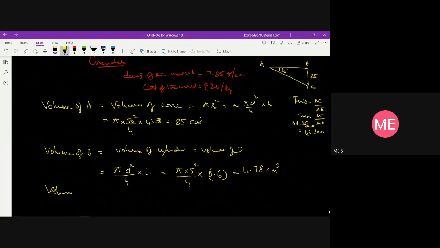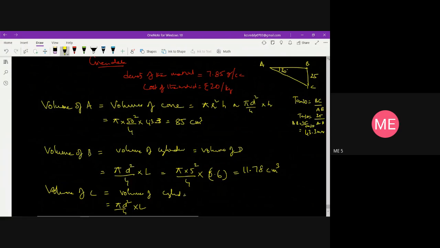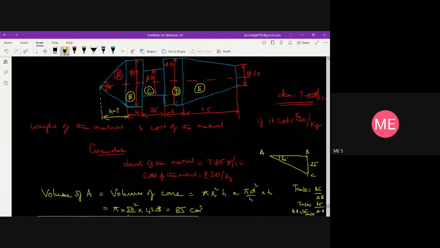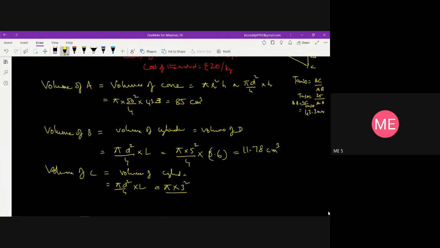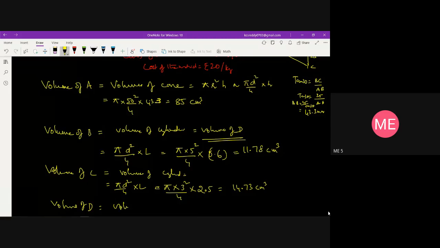So volume of C is also a cylinder. Volume of cylinder is equal to pi d square by 4 into L. We know the diameter of the step turning where we have performed the step turning here. So diameter is 30 and length is 25. So 30 means 3 centimeter, 25 means 2.5 centimeter. So 3 square by 4 into 2.5 centimeter. Put together, I'm going to get around 14.73 centimeter cube. Volume of D, as we know, is equal to volume of B, which is equal to 11.78 centimeter cube.